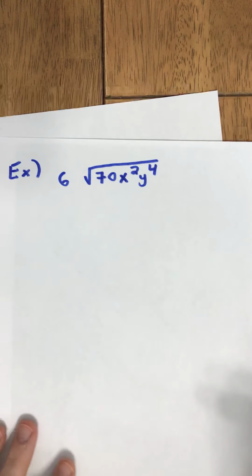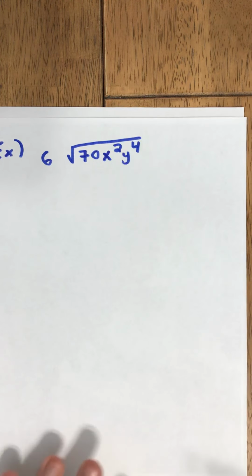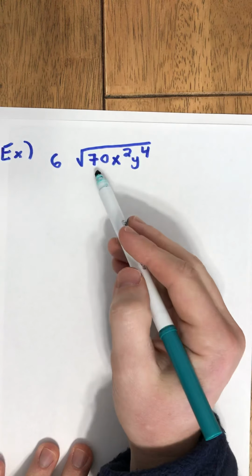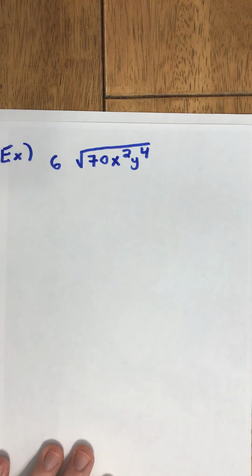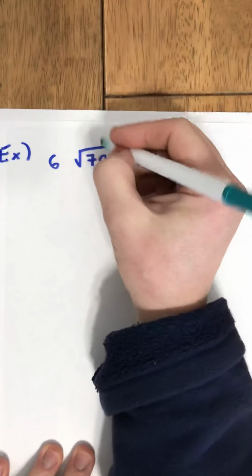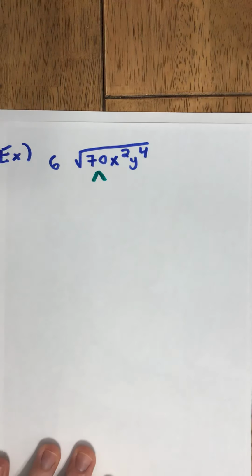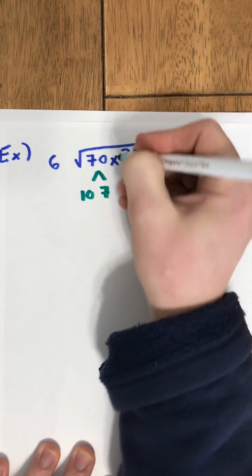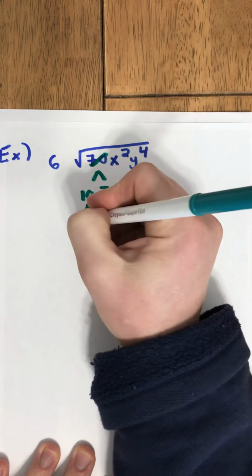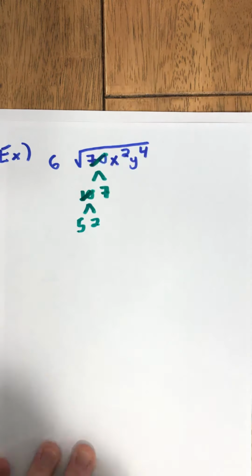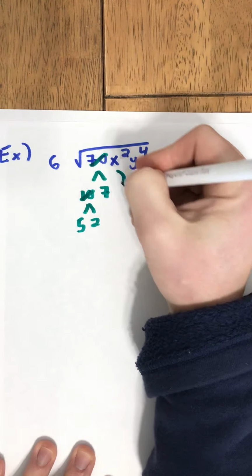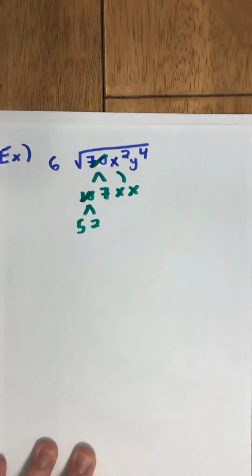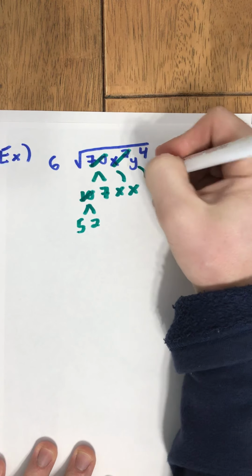All right, let's do one more example here just to make sure we got this before I send you off to do some examples on your own. So this is 6 square root of 70, x squared, y to the 4th. All right, so 70. I'm going to break that up into 10 and 7. I'm going to cross that off. 10 breaks up into 5 and 2. All right, x squared. That means I have 2 x's. Y to the 4th. That means I have 4 y's.